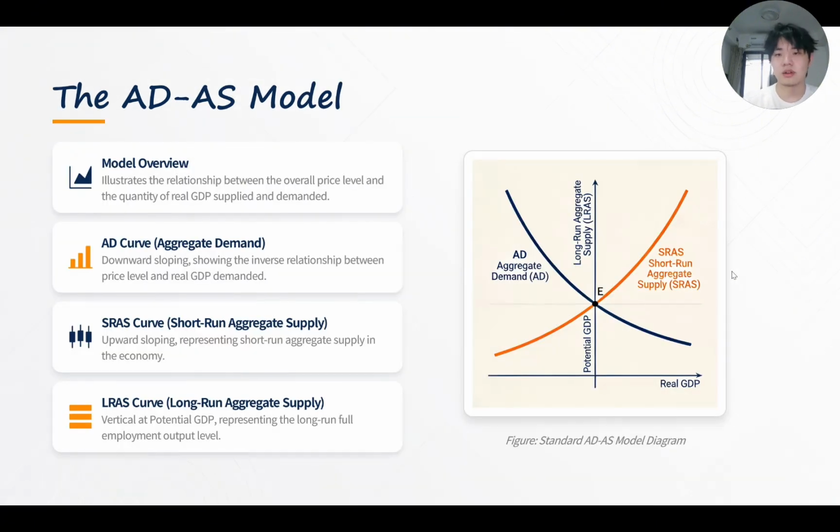To understand this better, we use the AD-AS model. This model shows the relationship between the price level and real GDP. The AD curve is downward sloping. The short-run aggregate supply (SRAS) curve is upward sloping, and the long-run aggregate supply (LRAS) curve is vertical at the economy's potential GDP.